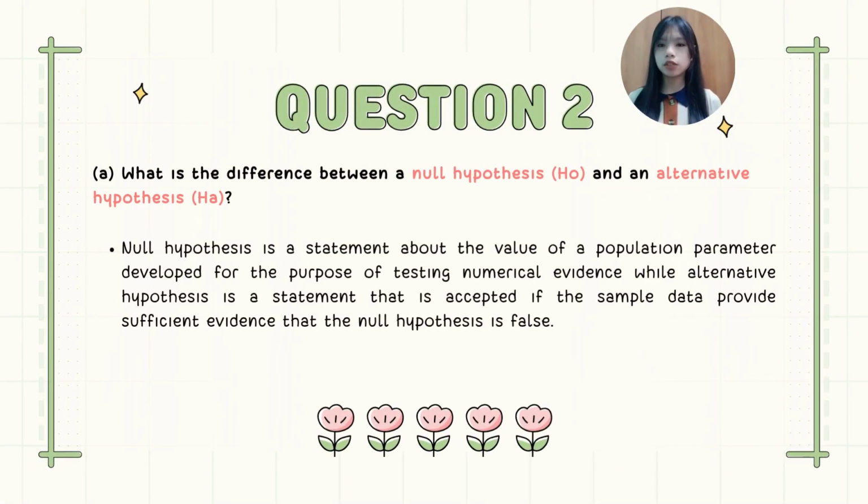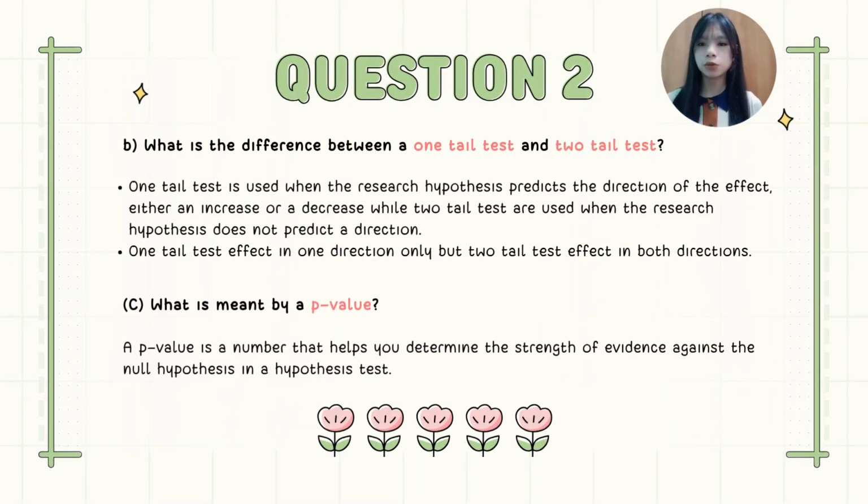Question 2a asks for the difference between the null hypothesis and the alternative hypothesis. The null hypothesis is a statement about the value of a population parameter developed for the purpose of testing numerical evidence, while the alternative hypothesis is a statement that is accepted if the sample data provides sufficient evidence that the null hypothesis is false. What is the difference between a one-tail test and a two-tail test?